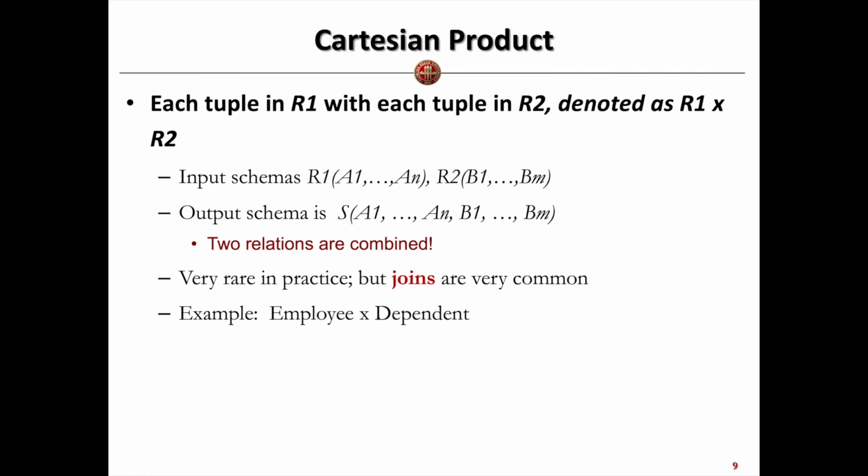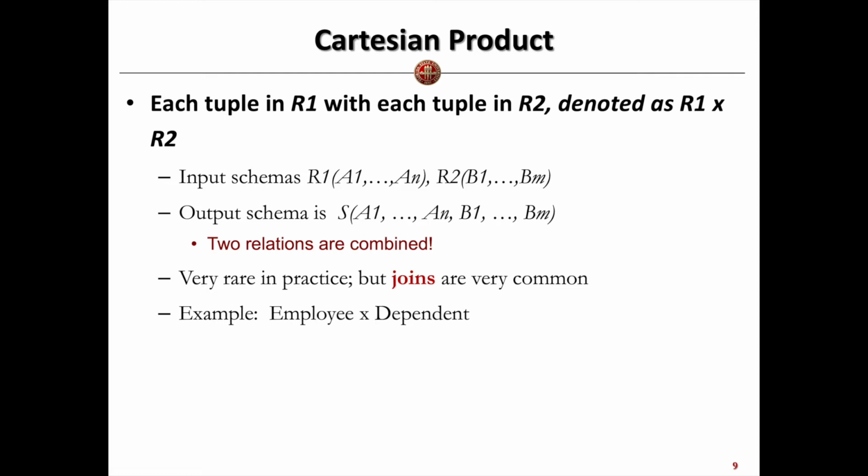Let's assume we have two input relations, R1 and R2. R1 has a schema with A1 to AN as the attributes, and R2 has B1 to BM as the attributes. We want to compute the product between R1 and R2. Then the question is, what will be the output? First, we know the output will still be a relation.